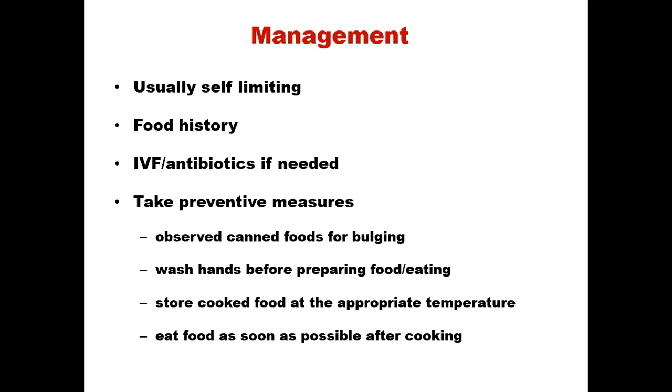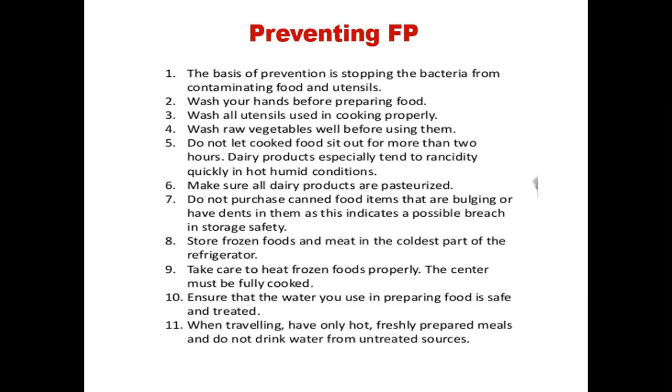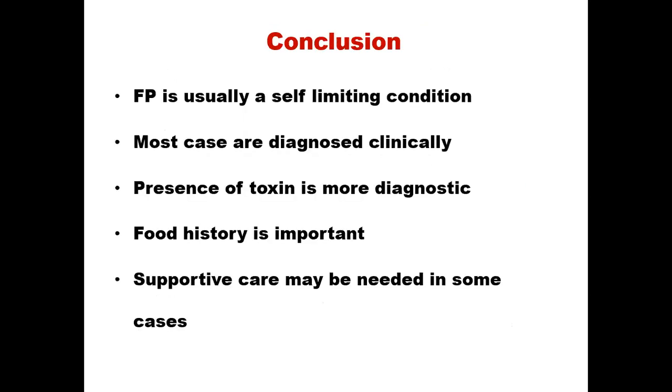Hands should be washed before preparing food and before eating food. Store cooked food at the appropriate temperature. And the best option is to always eat your food as soon as possible after cooking. So this is a more extensive list of what you should do to prevent food poisoning, and it is self-explanatory.